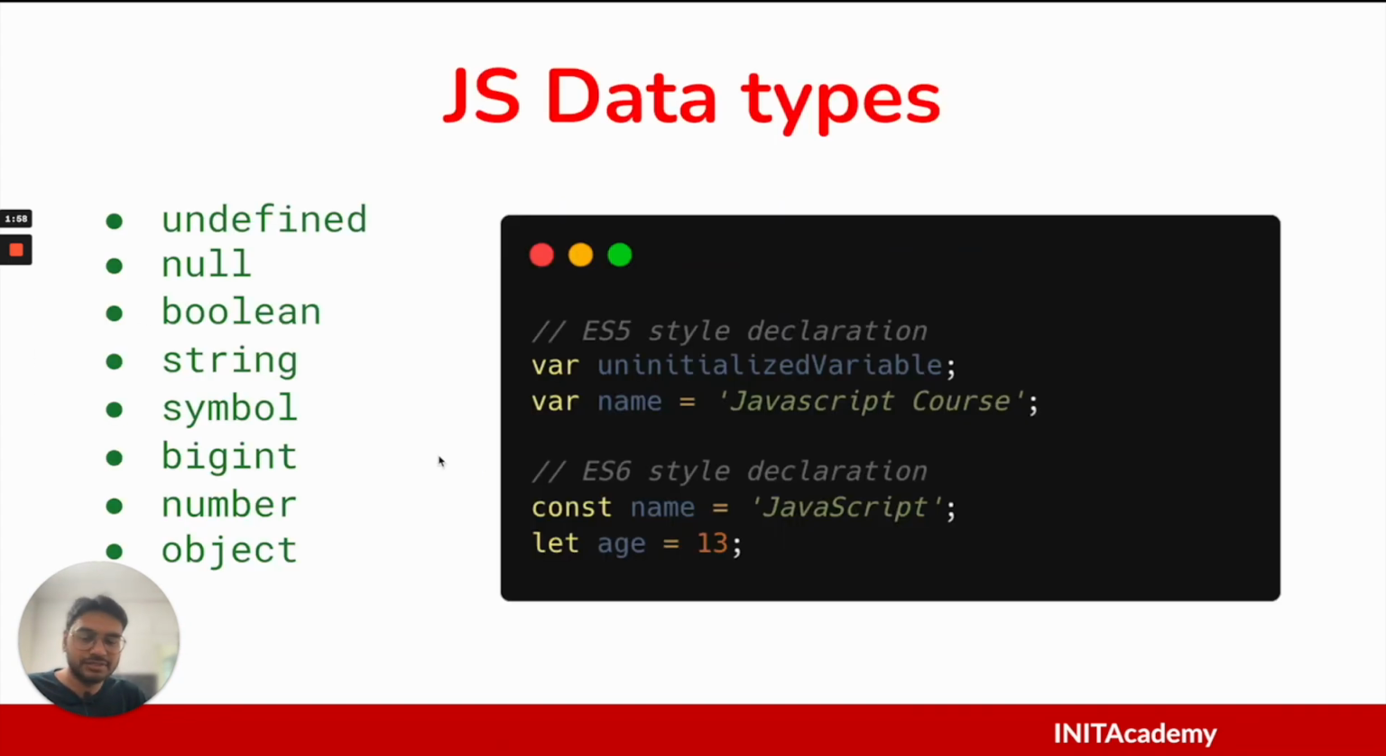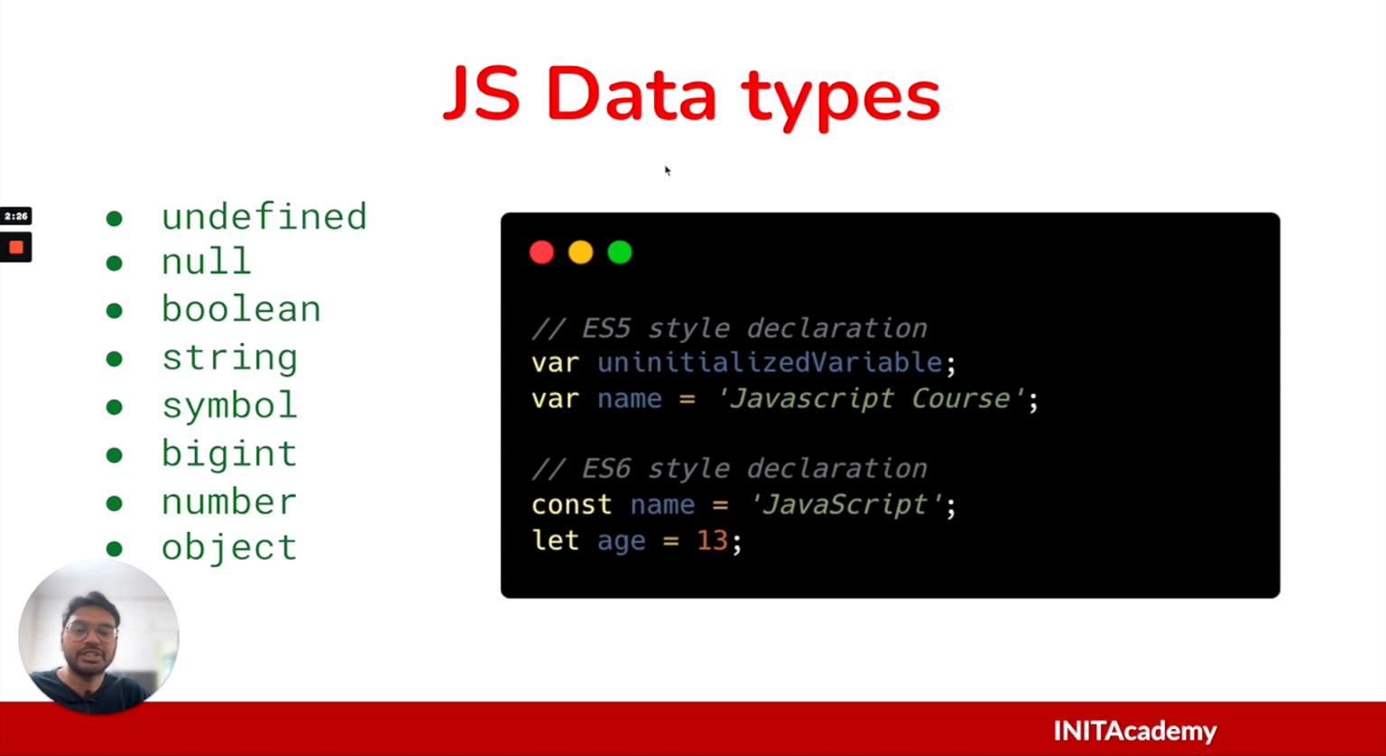In JavaScript, or in any other language, there are many data types. In JavaScript, basically we have these 8 data types: undefined, null, boolean, string, symbol, BigInt, number, and object. We'll discuss them in detail in later lectures. This is just to understand what a data type is.